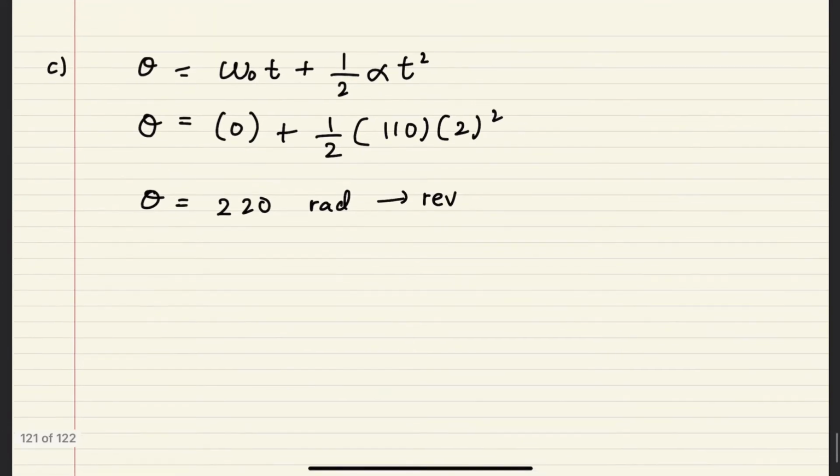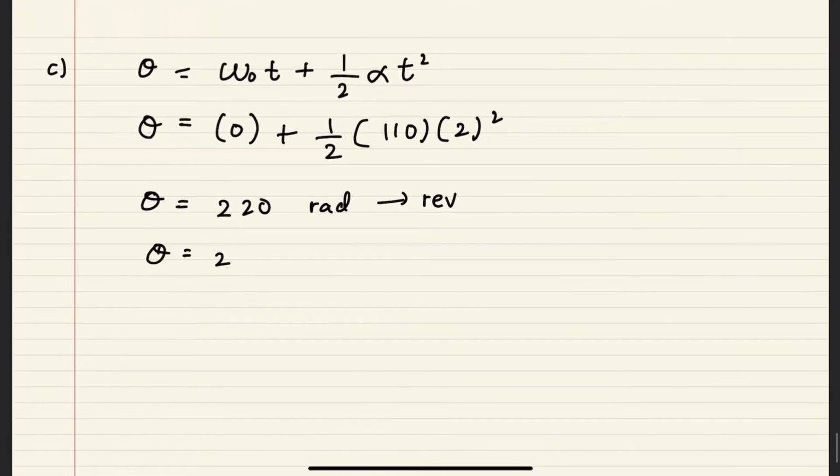But the question wants to find it in terms of revolutions, so obviously you have to convert. So theta is 220 radian. You want to cancel out the radian, so you put radian down here, and you want to end up with revolution, so you put revolution up there. Radian cancels out, 1 revolution equals 2 pi, so 220 divided by 2 pi should get 35.01.